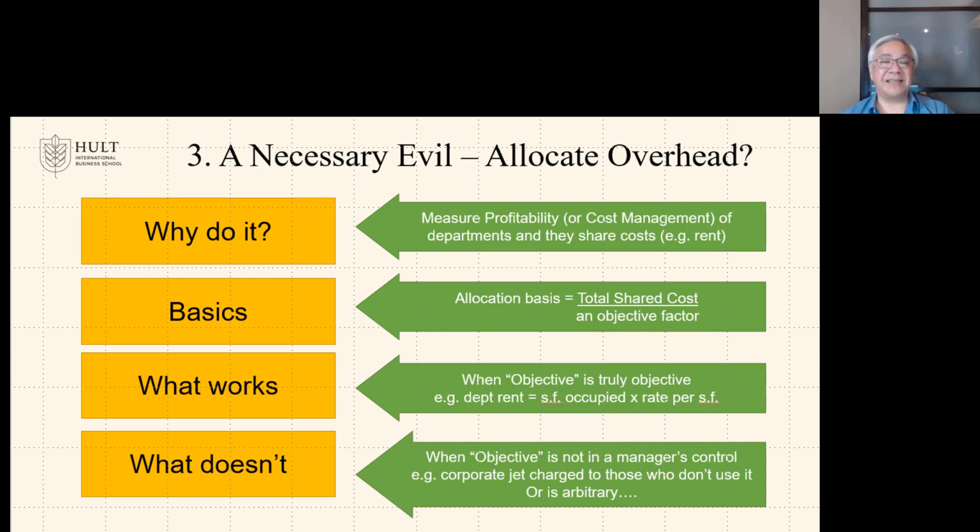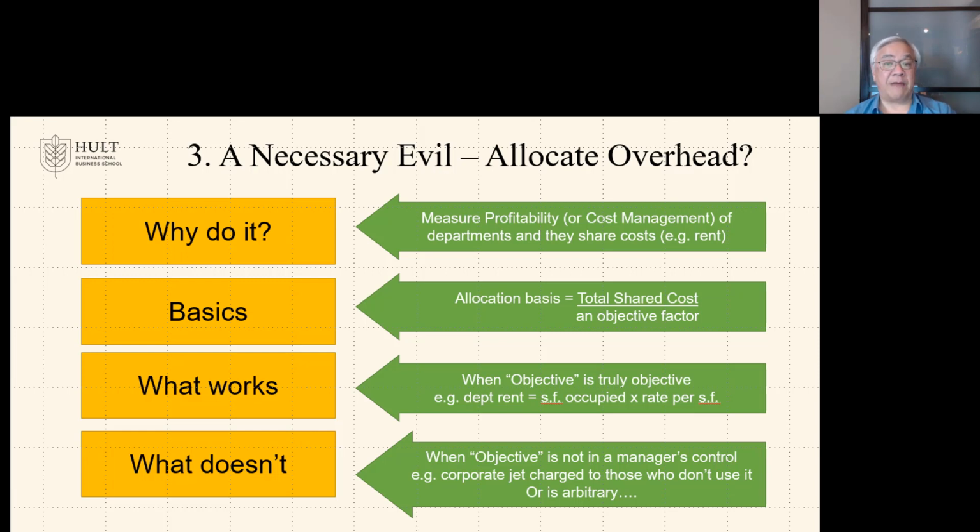Our next topic is a necessary evil, and that's overhead allocation. We will not get into this much inside our course, but it is an important item inside companies. And why? Because we manage profitability not at the corporate level, but at the division or product level.